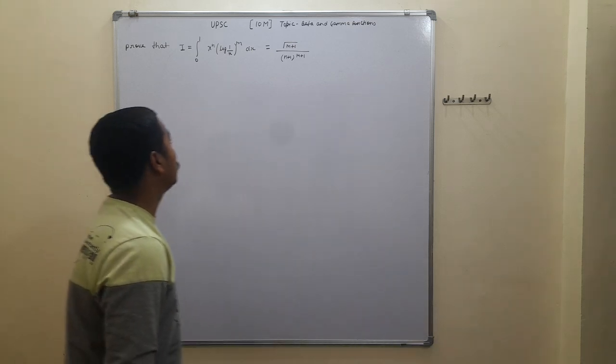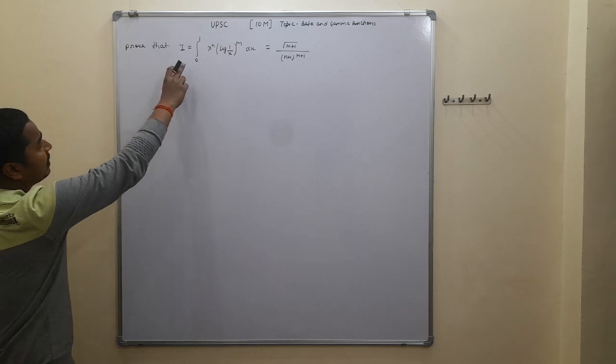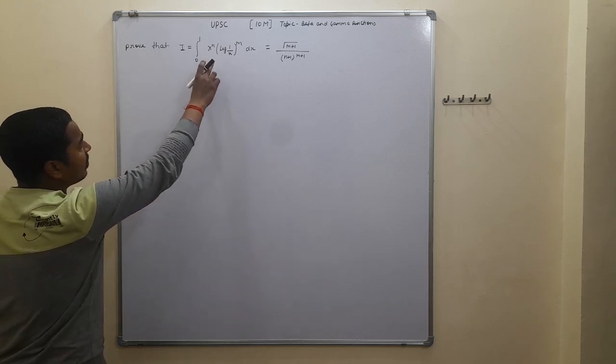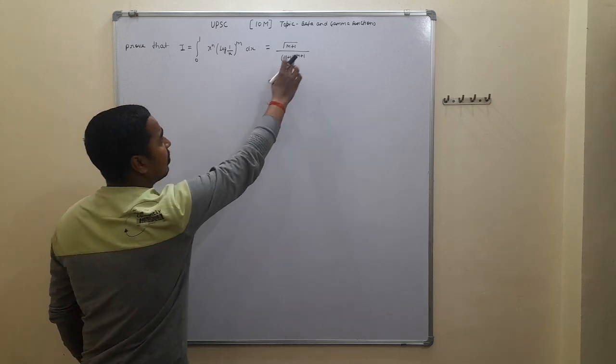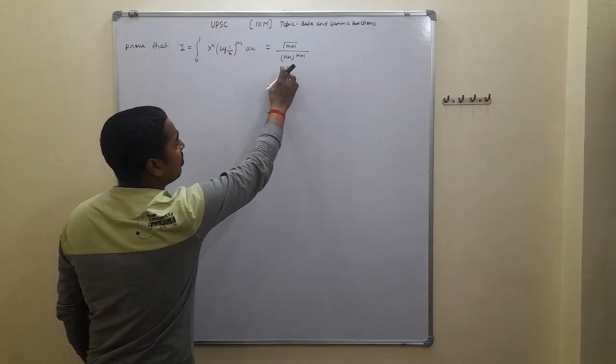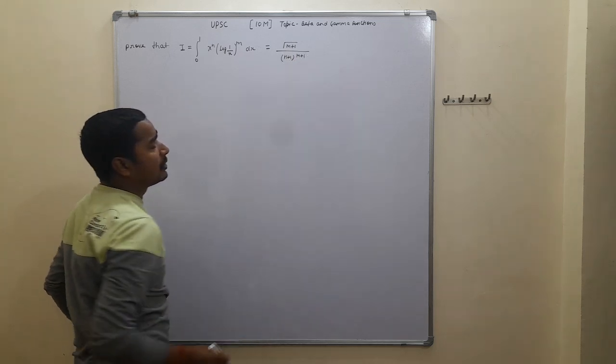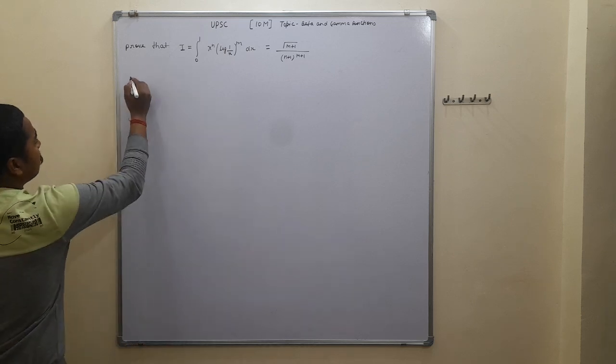Here in the question, prove that the integral from 0 to 1 of x^n (log 1/x)^m dx equals gamma(m+1) upon (n+1)^(m+1). Let's solve the problem.